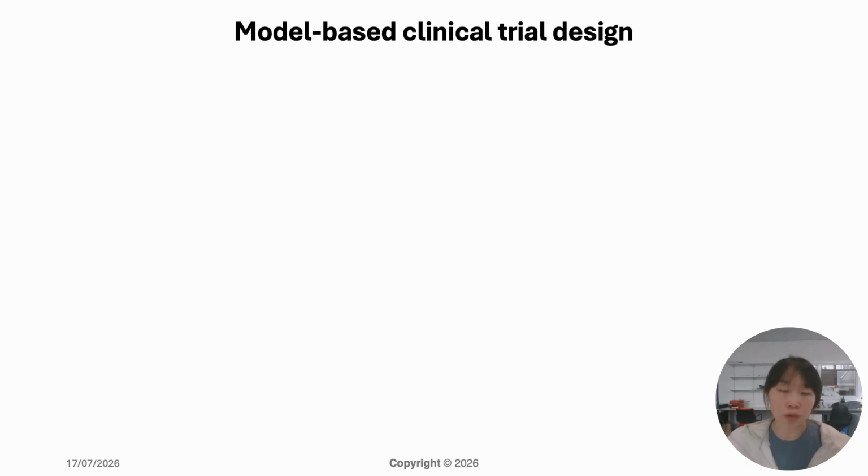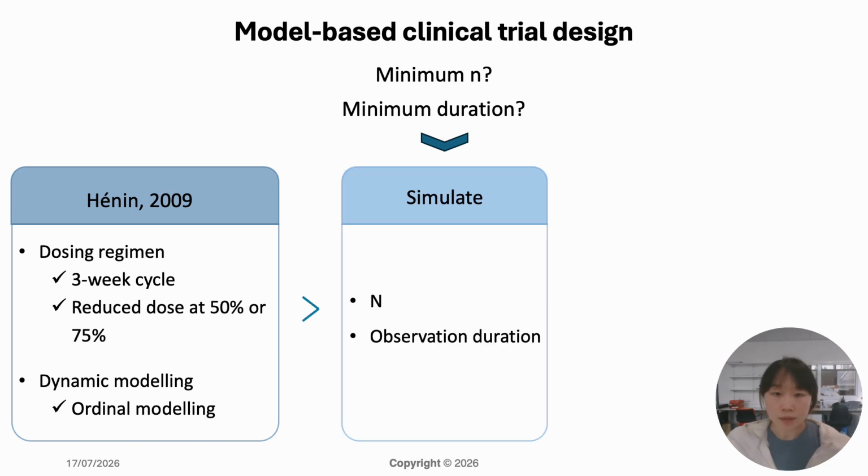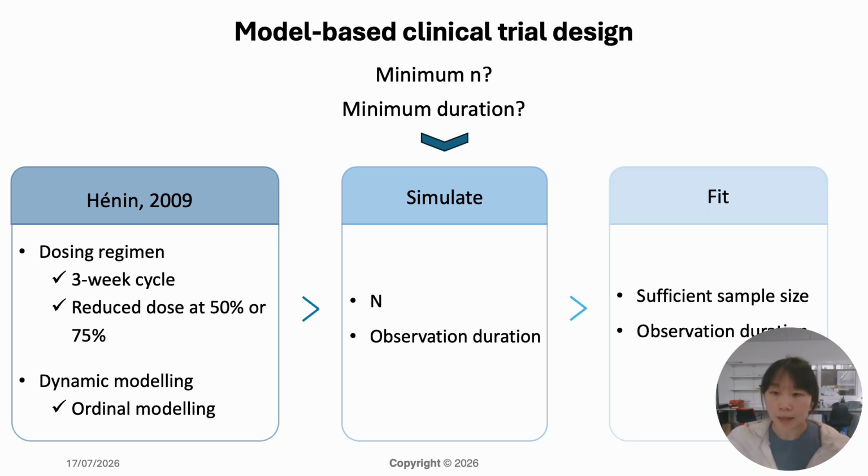Hence, we proposed a model-based clinical trial design method to identify the minimum sample size and minimum observation duration. We set 3 steps. First, we need to select a reliable dynamic model. In my project, I used the ordinal model reported in Hénin 2009 and used the same dosing regimen as Hénin 2009. The patients took capecitabine in a 3-week cycle with 2 weeks on and 1 week off. After experiencing hand-foot syndrome grade 2, the patient will receive a reduced dose at 50% or 75%. Then we can simulate the ordinal model under different scenarios, such as different sample sizes and observation durations. Then we can fit the ordinal model to this data, and finally, we can get the sufficient sample size and observation duration.